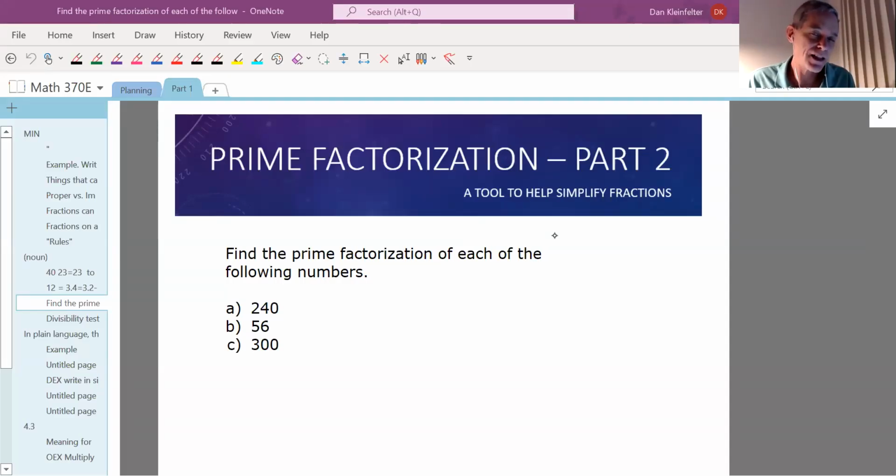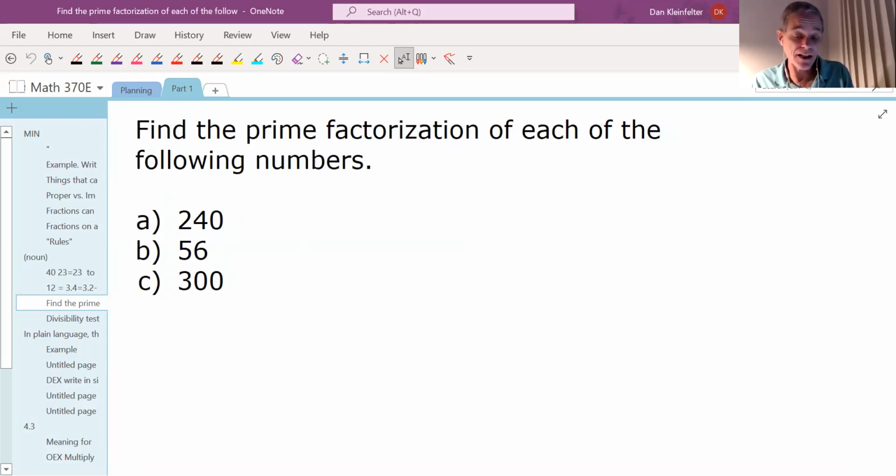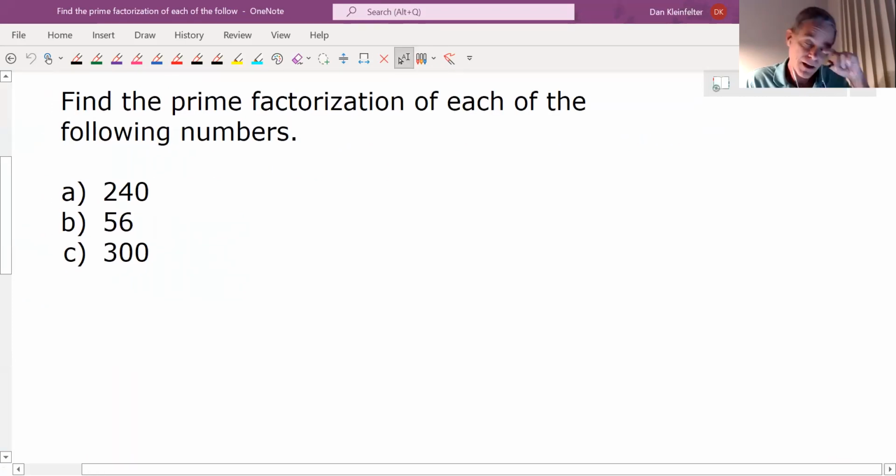All right, welcome back. In this video, we're going to do just a couple more examples of prime factorization. So we had seen in the last video that prime factorization, the answer is unique, but depending on how you choose to show your work, you may get different looking scratch work, and that's okay. So let's just try these. The first one is going to be 240.